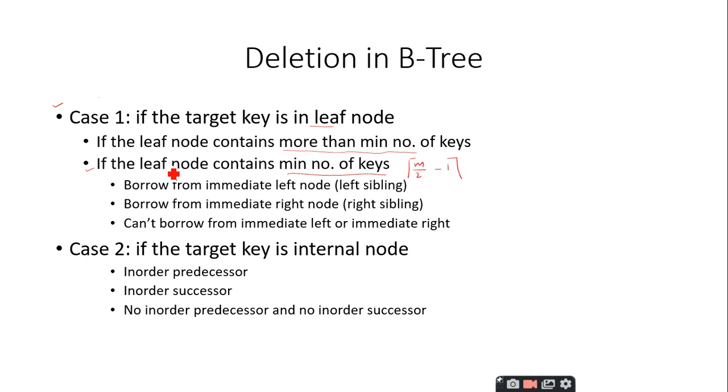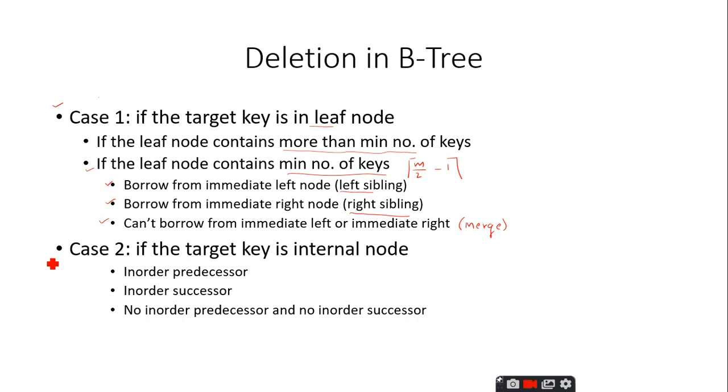Super, right? So in this case what we will do is borrow from the immediate left node, that is the left sibling, or we can borrow from the immediate right node, which is also called the right sibling. And if you can't borrow from the immediate left or the immediate right, then you perform a merge operation with the parent, right? So this is how we have discussed it, with an example also.